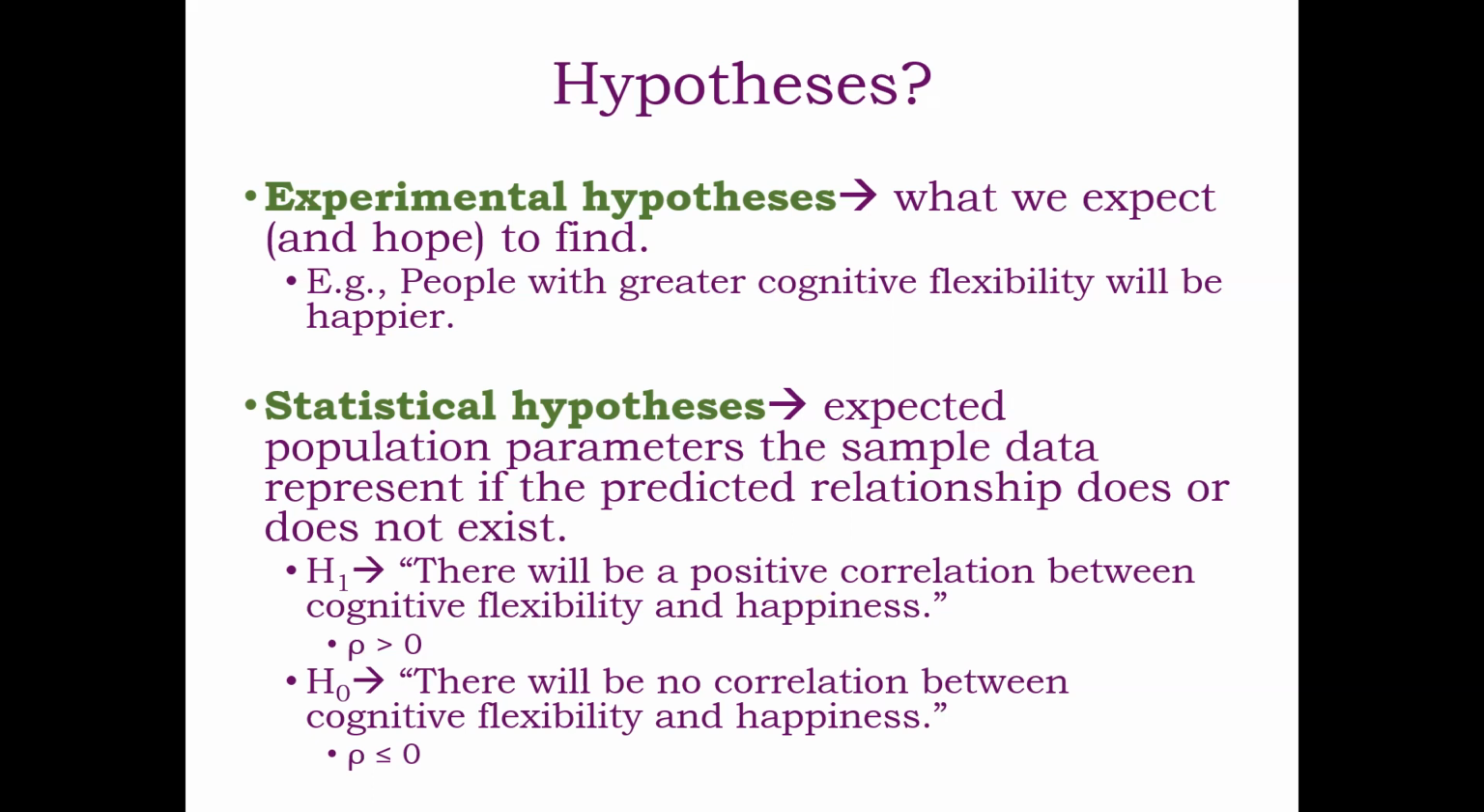Our null hypothesis is that there will not be a correlation between cognitive flexibility and happiness. Technically, it'll be rho less than or equal to 0. Remember, there's always an equal sign in your null hypothesis.